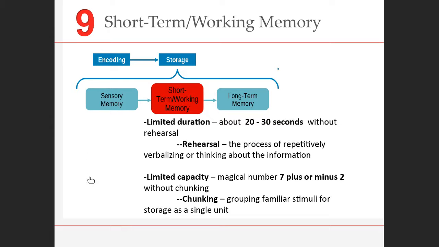And as far as the capacity of short-term memory, there is a formula called the magical number 7 plus or minus 2 bits or pieces of information without chunking it. So that 7 plus or minus 2 would be from 5 to 9 pieces of information that we can store at any one time in our short-term memory, unless we chunk, which is where you group familiar stimuli for storage as a single unit. So I'm going to give you an example of that.